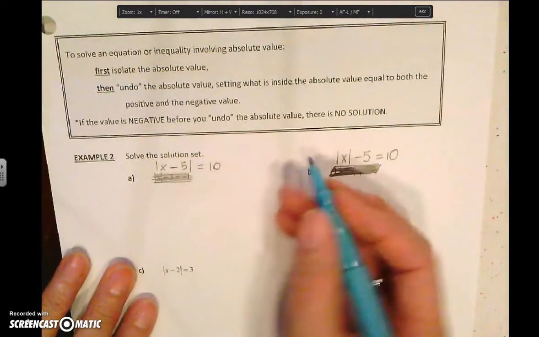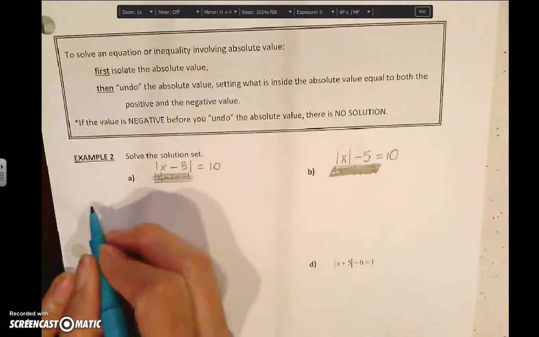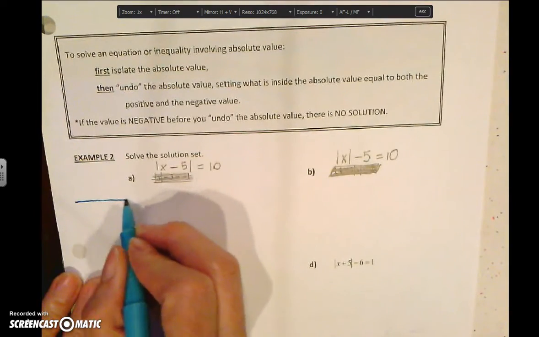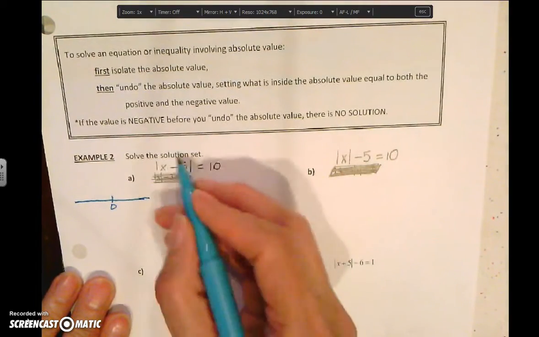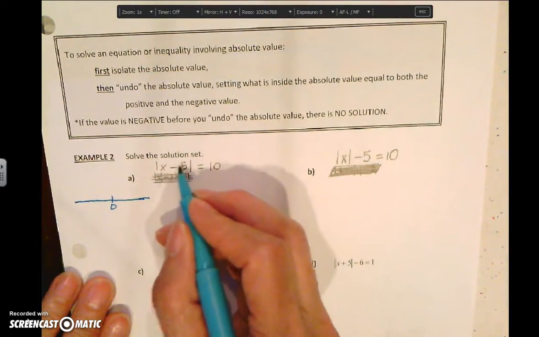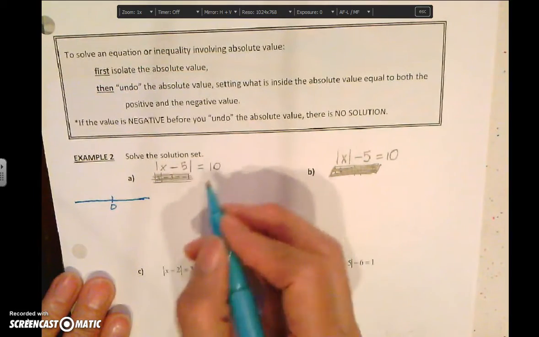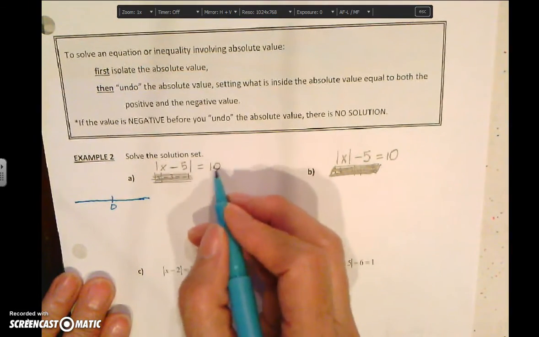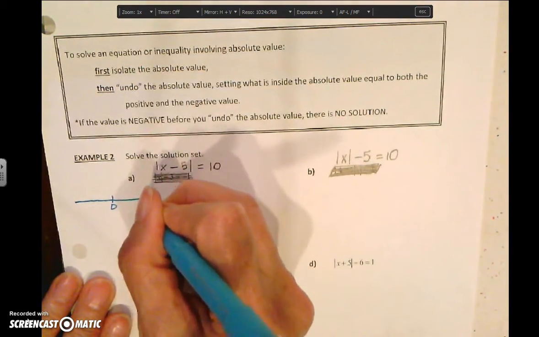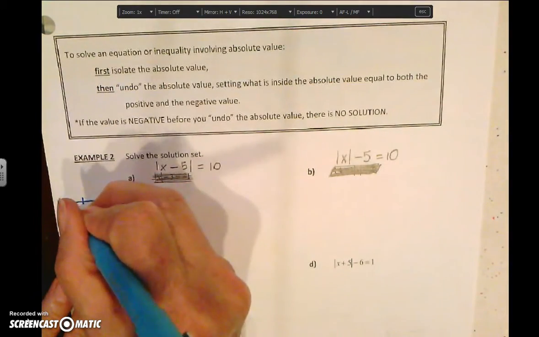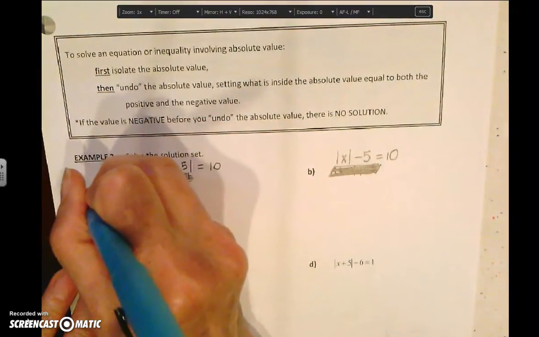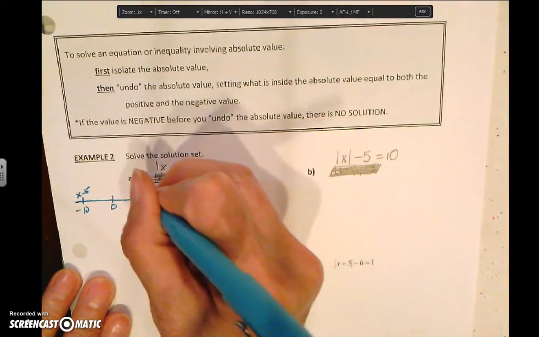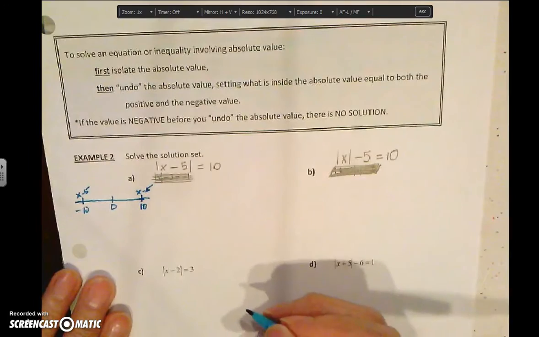Now I want to show this on a number line just to give you an idea of what this means. This is saying that the absolute value, so the distance from x minus 5 to 0 on the number line, is 10 units away. So it's either 10 units to the right or 10 units to the left. So the x minus 5 is either here or it's equal to +10.